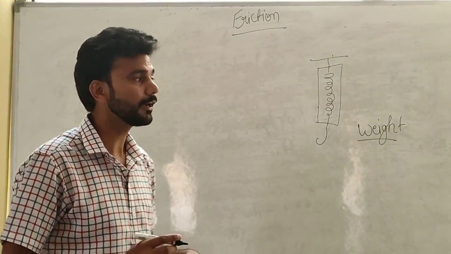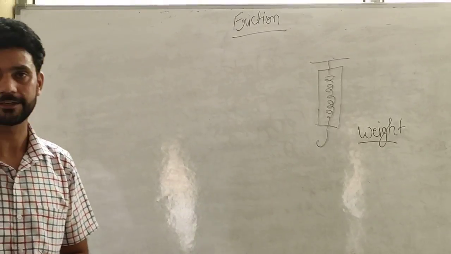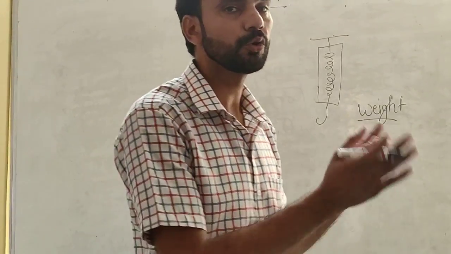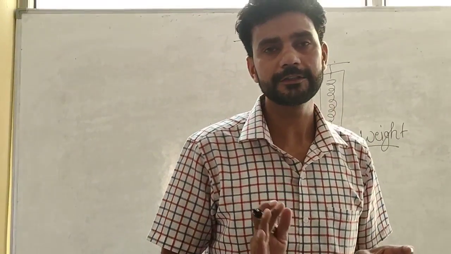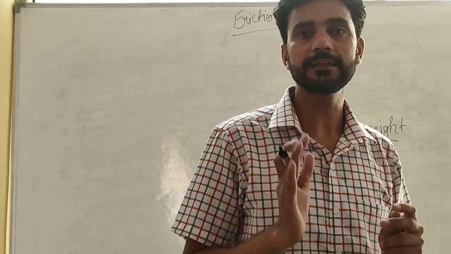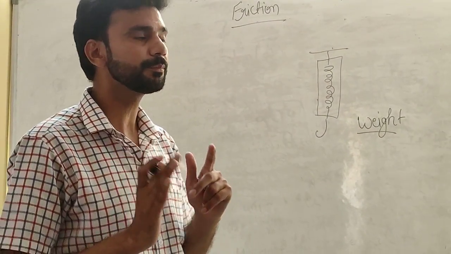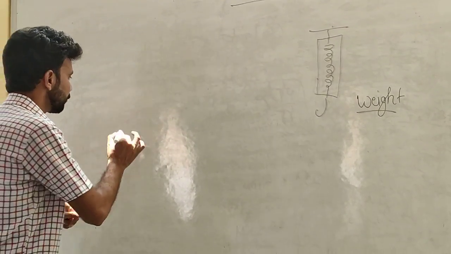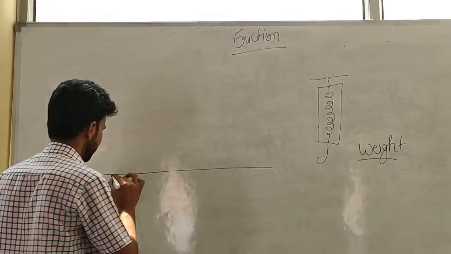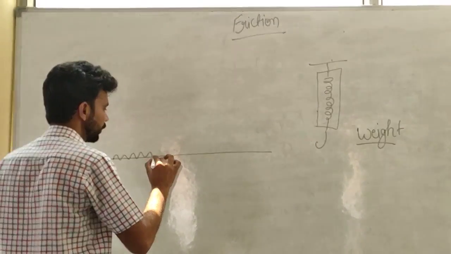So friction is a force which opposes the motion of an object. How is frictional force exerted? How does the object stop when it is moving? Frictional force is exerted by the interlocking of irregularities present on the surface. Suppose this is the surface of the ground. It will have some irregularities on it.